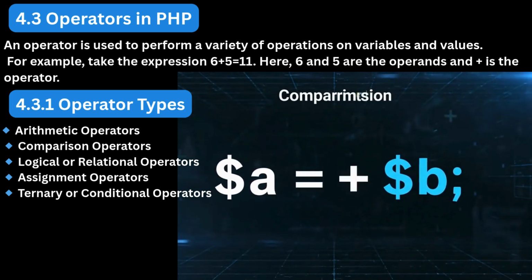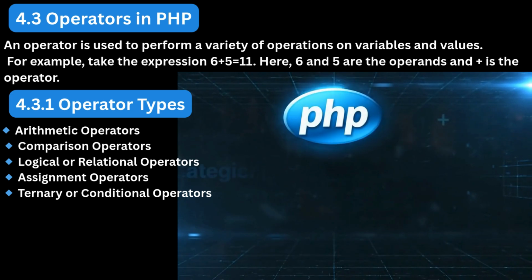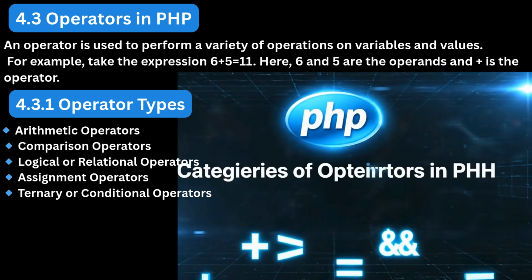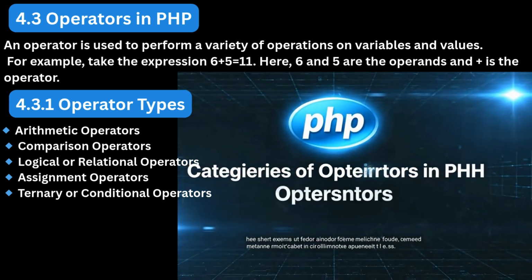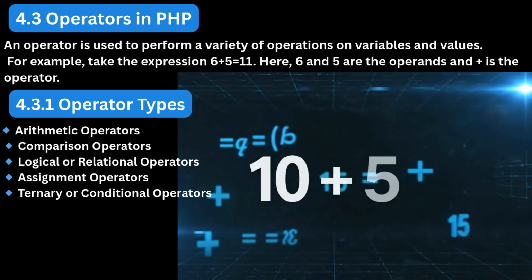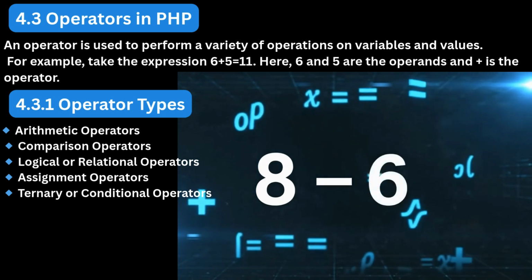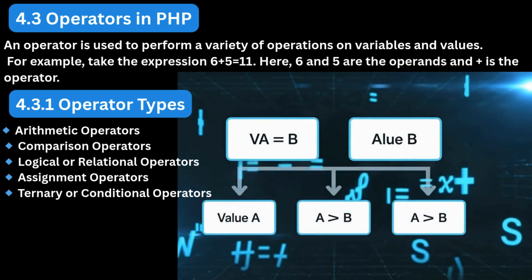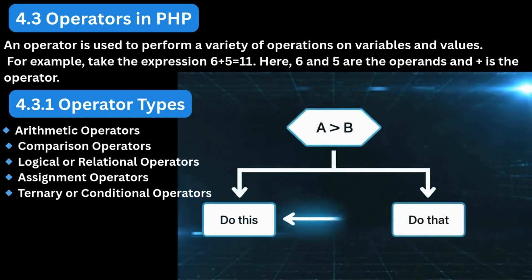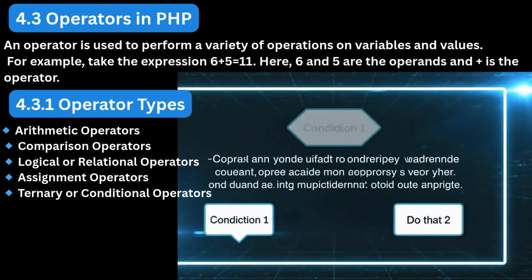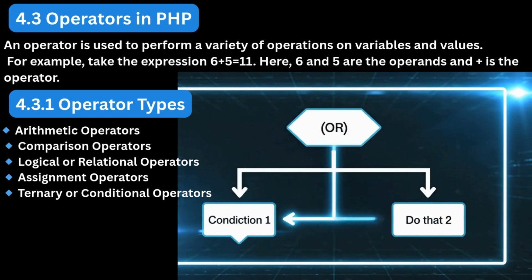Operators are essential in almost every PHP program because they help us manipulate data, compare values, make decisions, and assign information to variables. Now, PHP provides several categories of operators, each serving a different purpose. The first category is arithmetic operators, which handle basic mathematical operations such as addition, subtraction, multiplication, division, and more. These are the operators we use when we want PHP to perform numerical calculations.